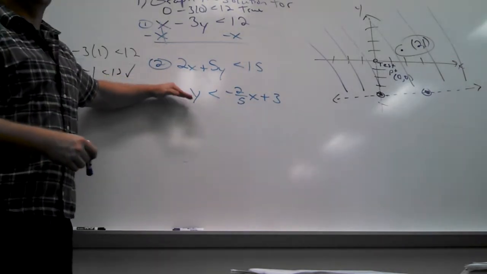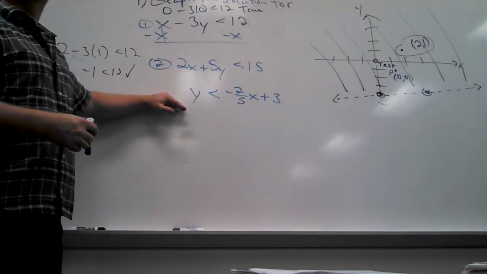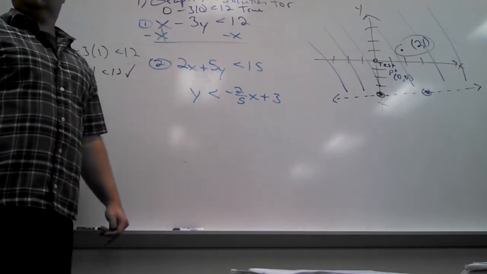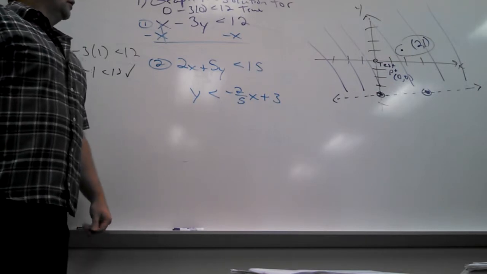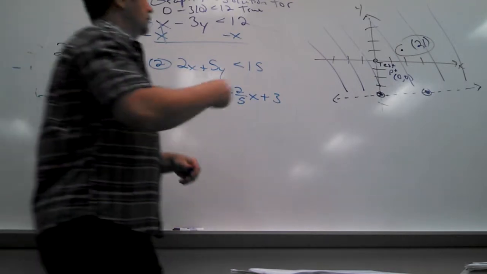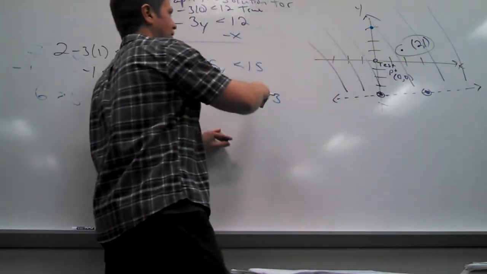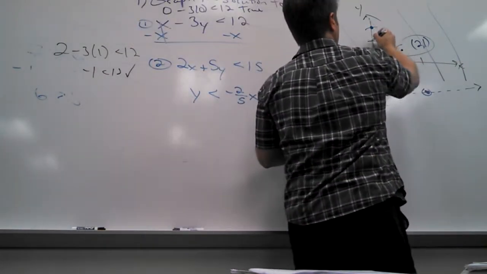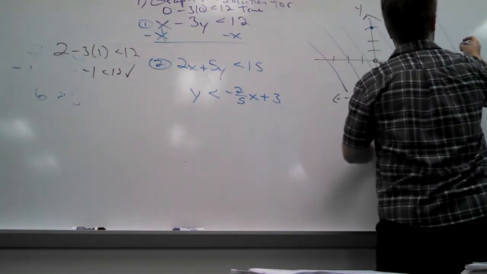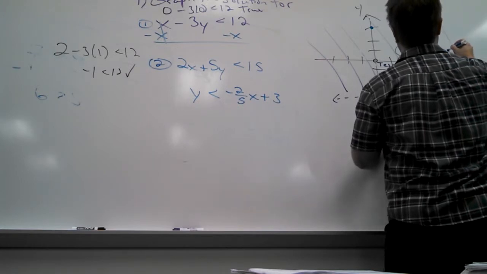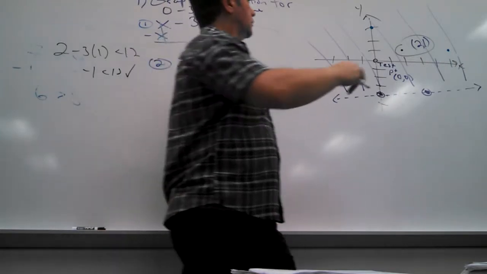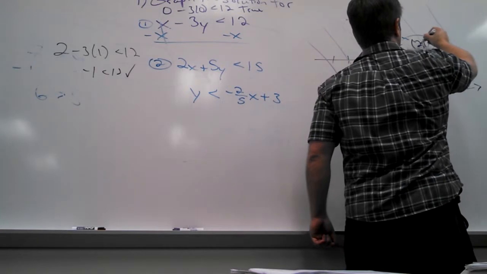So you should be getting this when you solve for y. So what's the y-intercept? 0, 3. I like 0, 3. And then I go down 2, over 5. Down 2, over 5. You can do it, Jeff. There it is. And what kind of line is this going to be? Dotted. Dotted.